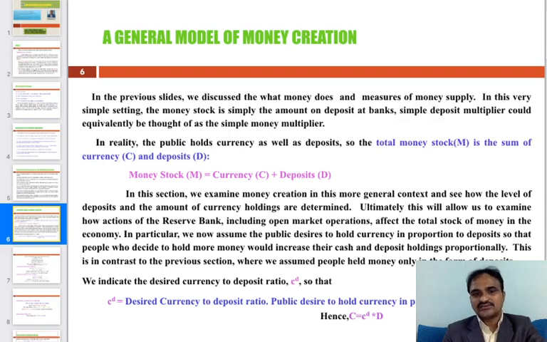This is in contrast to the previous section where we assumed people held money only in the form of deposits. We indicate the desired currency deposit ratio as CD, so that CD is the desired currency deposit ratio, the public desires to hold currency in proportion to deposits. Hence, C, the currency, is equal to CD multiplied by deposits.